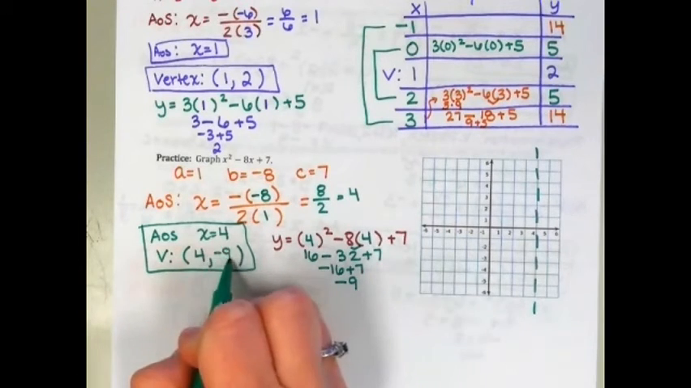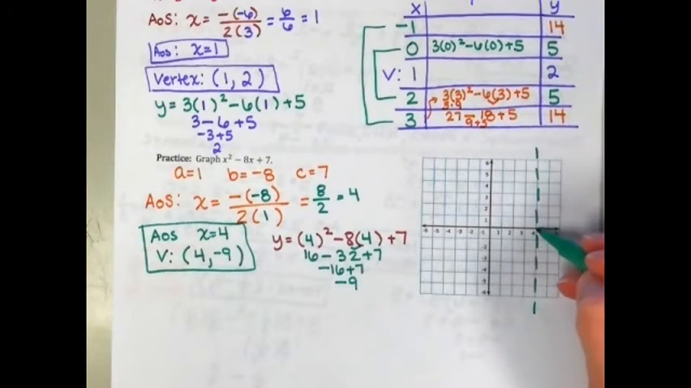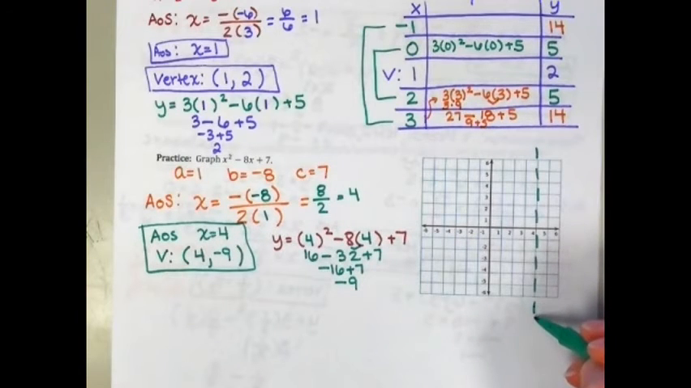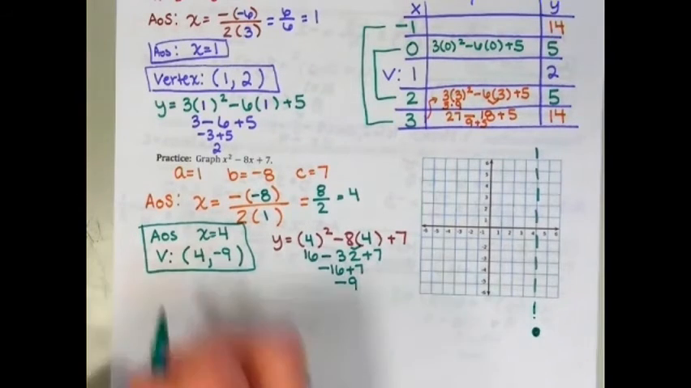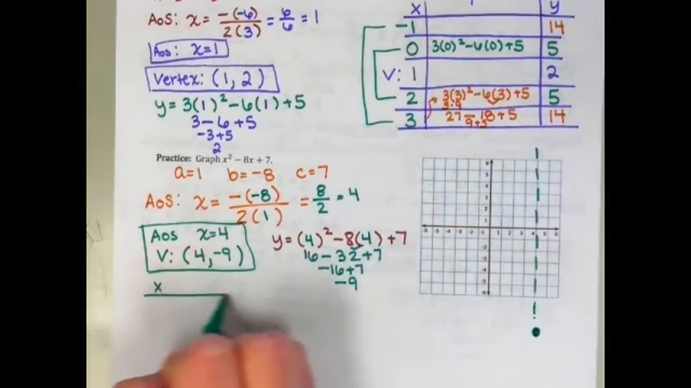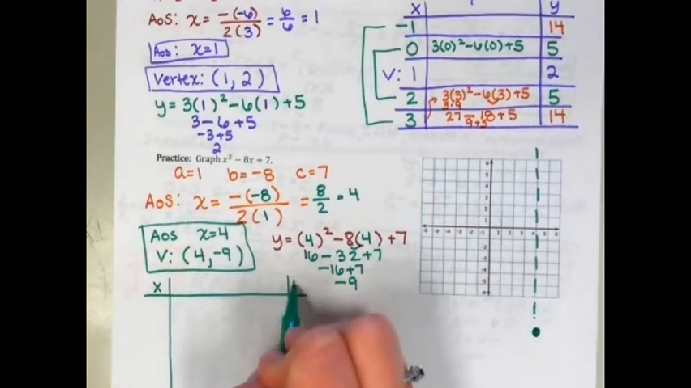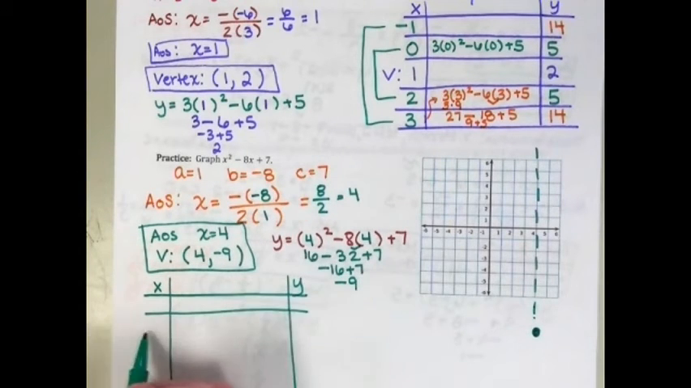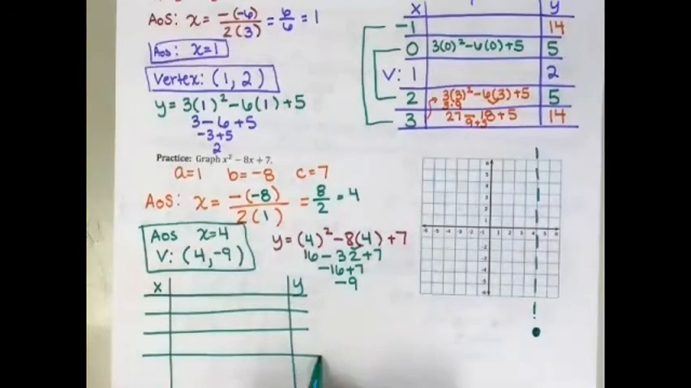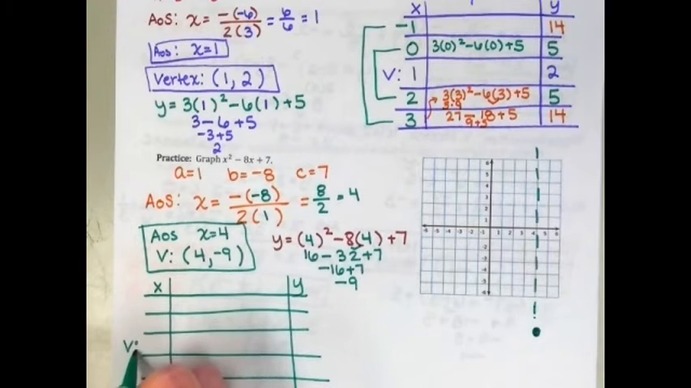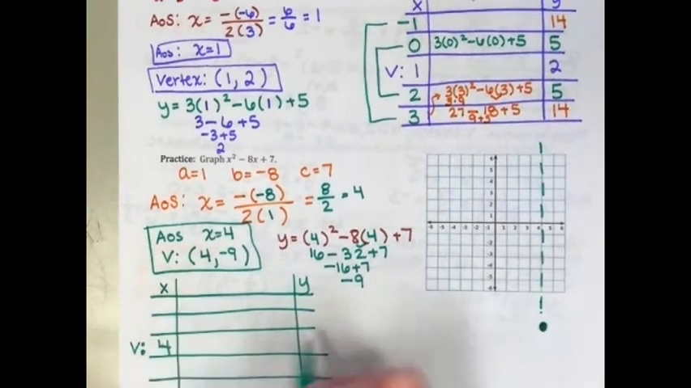Wow. So my vertex is way down here, isn't it? 4, 7, 8, 9, down here. Good with that? Obviously, I didn't give a good graph. Okay. And now, can we make our table? Where does my vertex go? And again, I drew these for you guys, so you don't have to worry about that. Where's my vertex go? In the middle. So we have 4, negative 9.